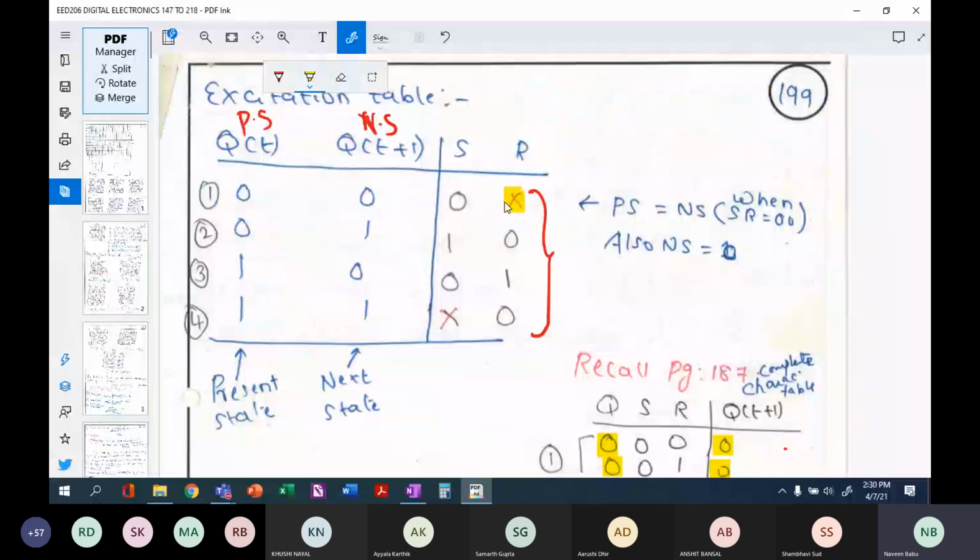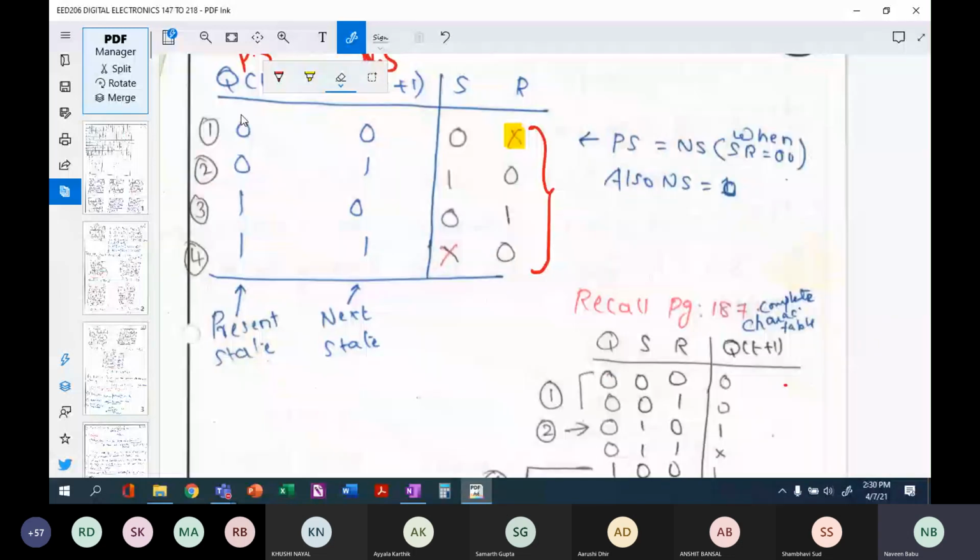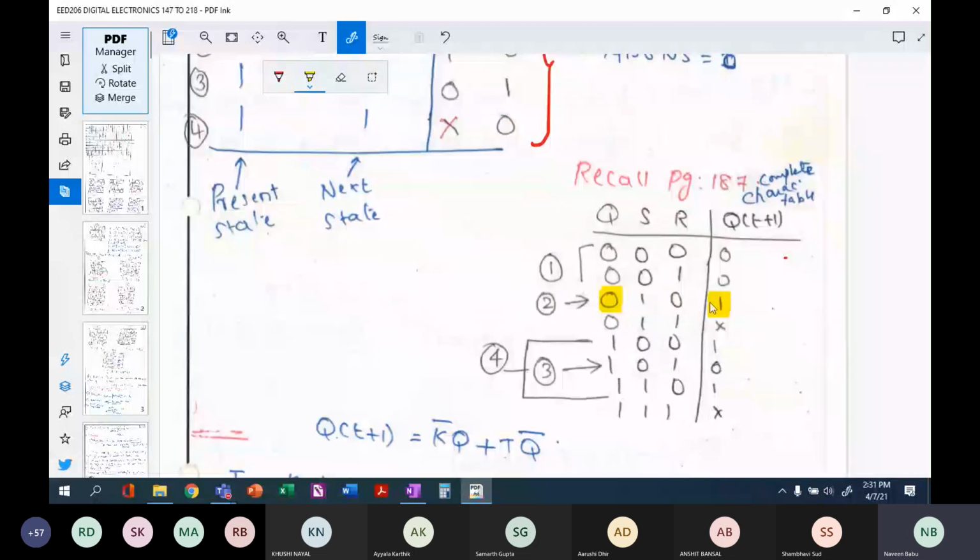Okay. Now, where do you have present state 0 and next state 1? You have present state 0 here and next state 1. Anywhere else, 0 here, X here. Then nowhere else, Q is 0. So when your Q and Q of t plus 1 are 0 and 1, your S and R values are 1 and 0. So we just use that as it is. It is 1 and 0.